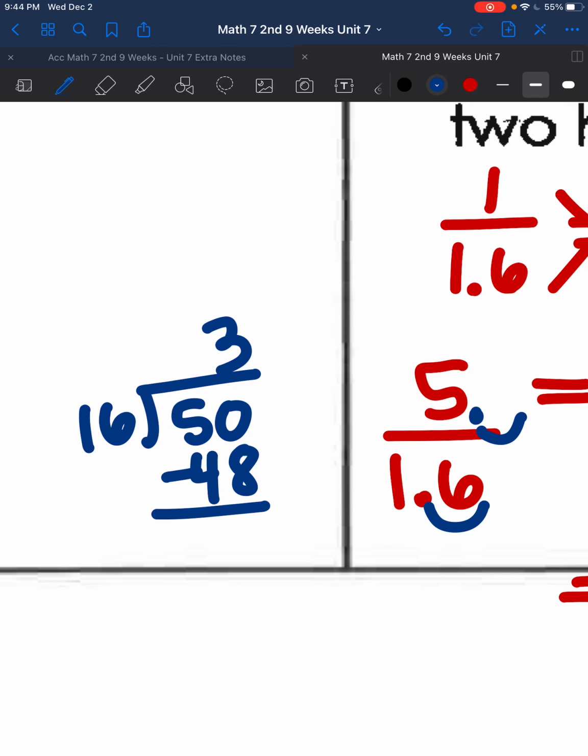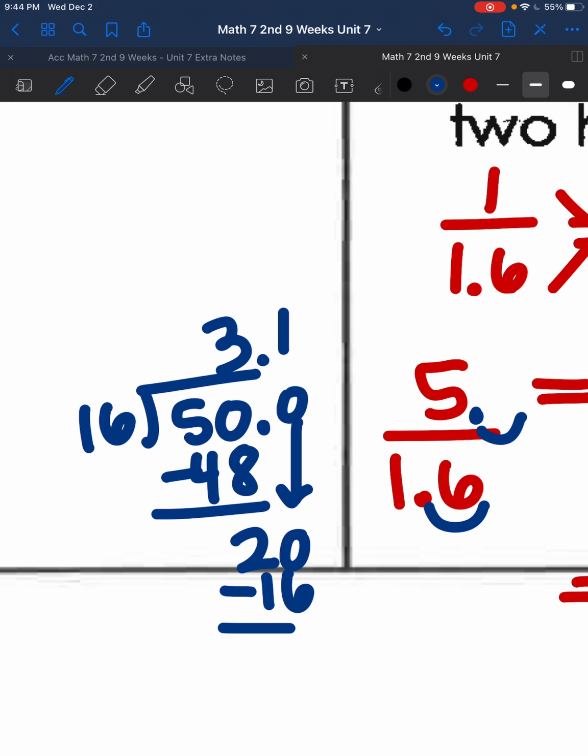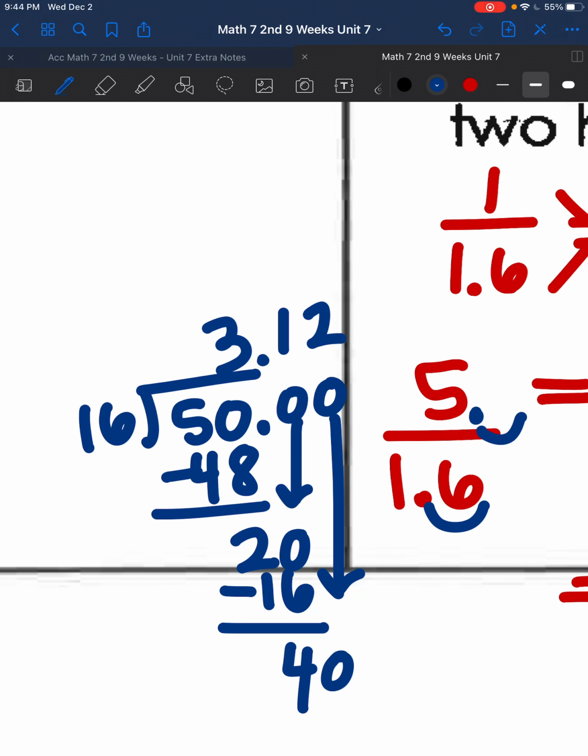So how many times does 16 go into 50? Well, 16 goes into 50 3 times. 3 times 16 is 48. When I subtract, I get 2. And I'm going to bring down another 0. Don't forget to put a decimal in your quotient line. How many times does 16 go into 20? Well, 16 goes into 20 one time, and I get 16. I've got 4, and I'm going to add another 0 and bring it down. How many times does 16 go into 40? 16 goes into 40 2 times, which is 32.